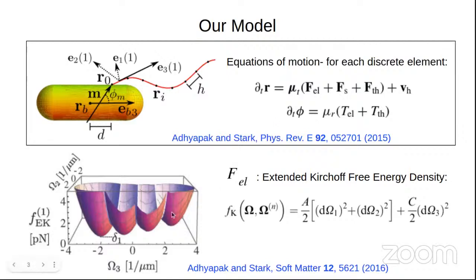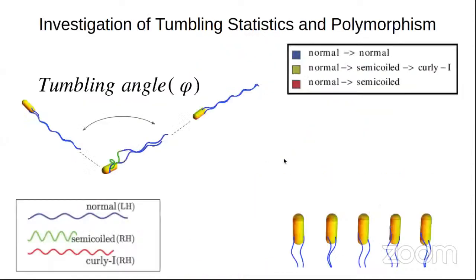Below you can see what is called the extended Kirchhoff free energy density. We have taken a harmonic potential based off of Kirchhoff's rod theory. Since we have 4 polymorphic forms, only 3 of them are experimentally observed, but the 4th one is predicted by molecular theory and classical mechanics theory. So these are the 4 wells. At any stage, the flagellum could belong to one of these 4 wells, according to which its ground state configuration would be different. So I will move on to the next slide now.